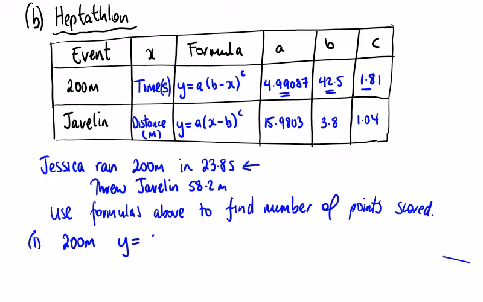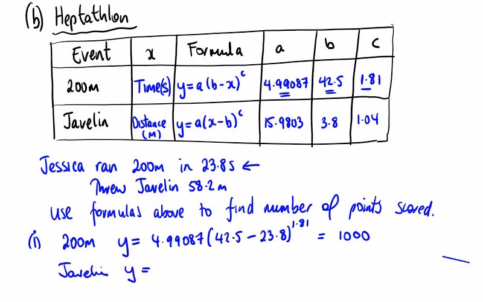So Y is equal to A, 4.99087 times B, which is 42.5, minus the x variable, which is 23.8, to the power of C, which is 1.81. So let's just type that into your calculator. It comes out at 1,000 for the javelin.